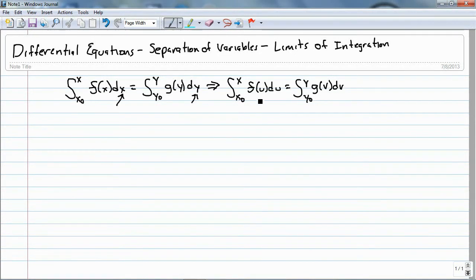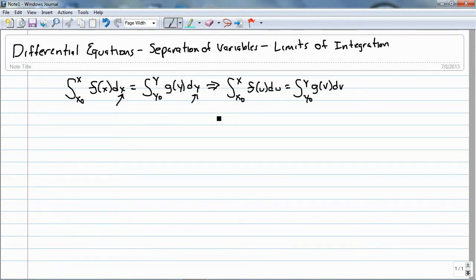And so you notice I've just changed the dummy variables from x to u and y to v. These integrals are the same, and if my limits of integration are the same, it is exactly the same. So there's no problem in writing the integrals in either one of these formats. They're perfectly equal. And so I leave it up to you how you prefer to write your integrals.